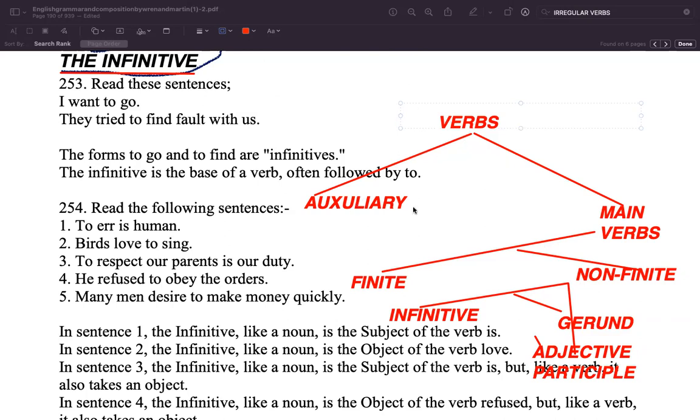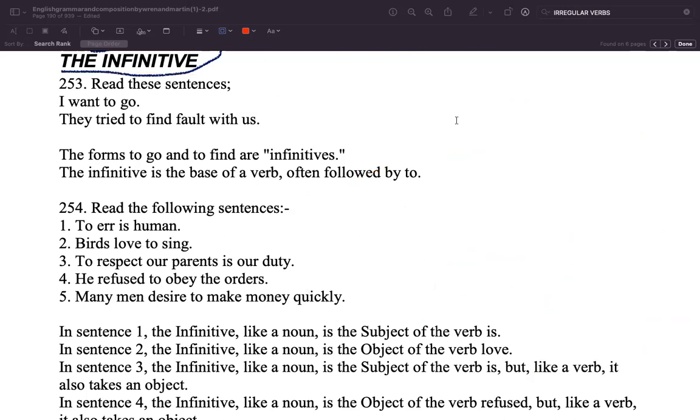So verbs: auxiliary, main verbs. Main verbs are two types, finite and non-finite. Non-finite covers three things: infinitive, gerund, and adjective participle. So we are learning the first form of the non-finite verb, that's called an infinitive. Now, what is that infinitive?